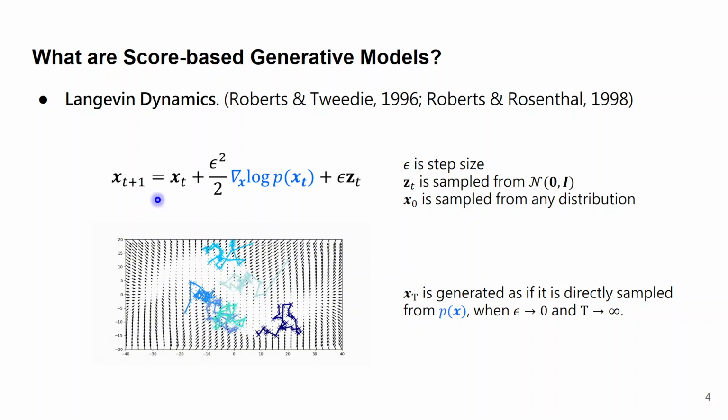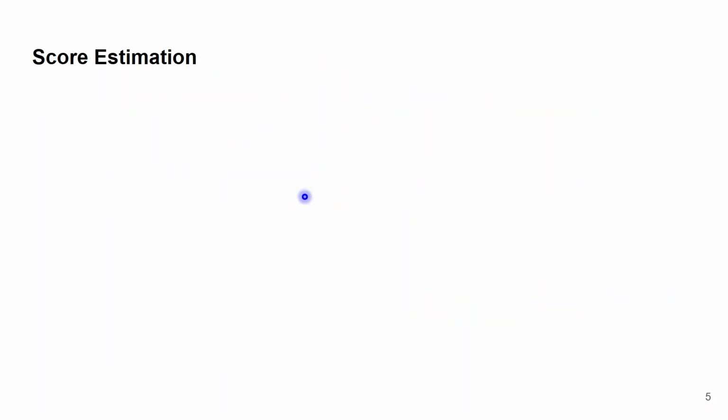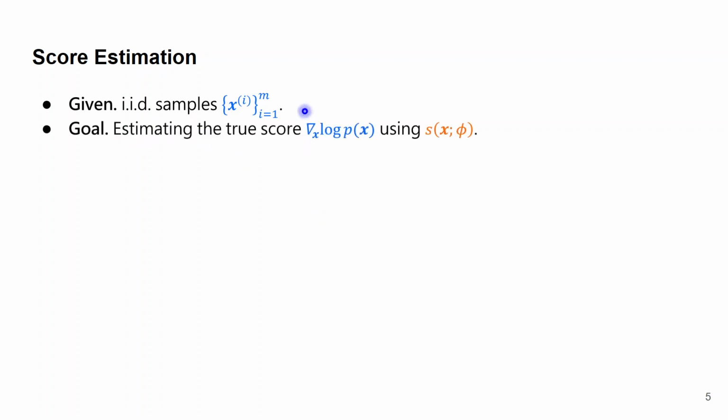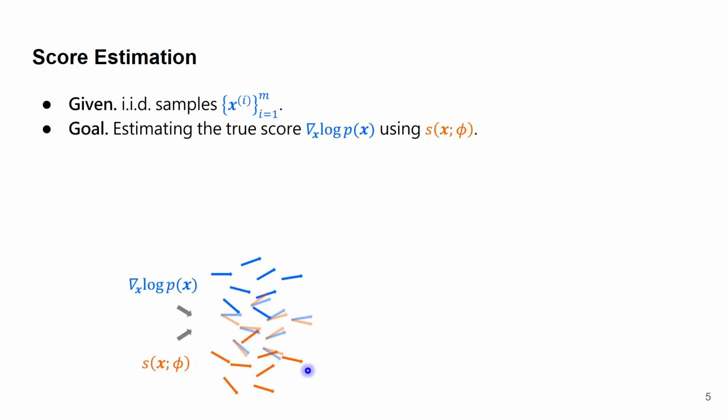And the formulation here is known as Langevin dynamics, which tells us that we can update a sample using the score function with some randomness. Now we have the sampling algorithm, but how do we estimate the true score function? Formally, given i.i.d. sample points, our goal is to estimate this term using a parameterized model. And now the questions are how to compare these two vector fields and how to formulate the loss function.